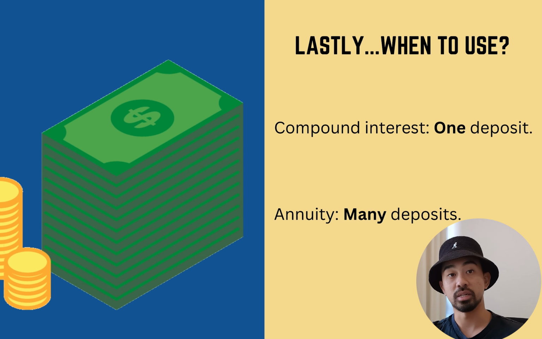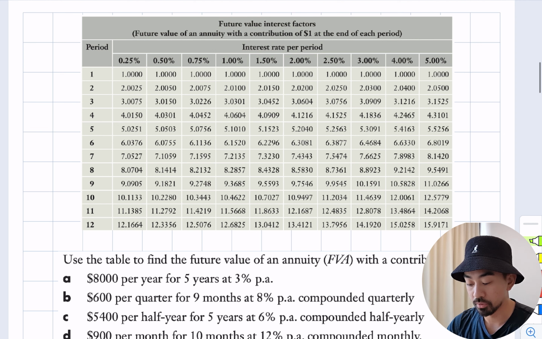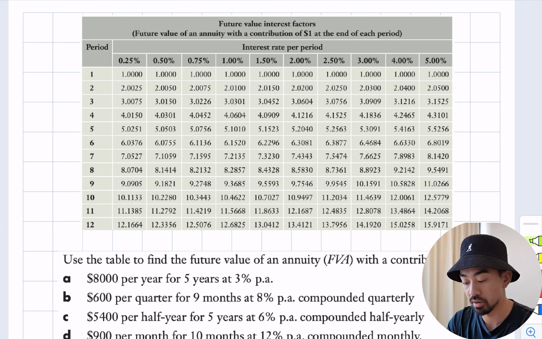Okay, so let's have a look at some examples. All right, so here you can see we've got a future value table, and this basically simplifies that entire process. Instead of doing individual compound interest calculations, this table does everything for us, literally with one either multiplication or division.